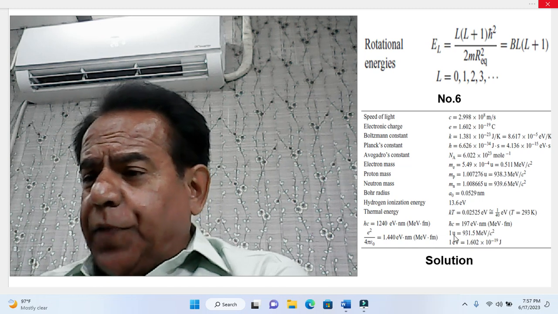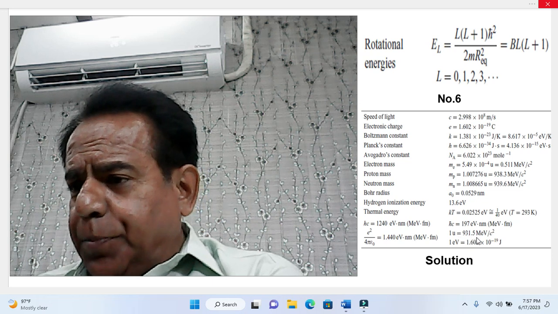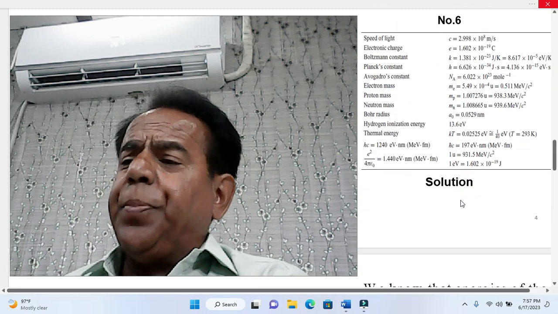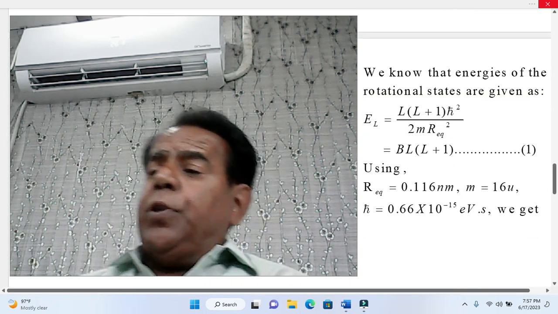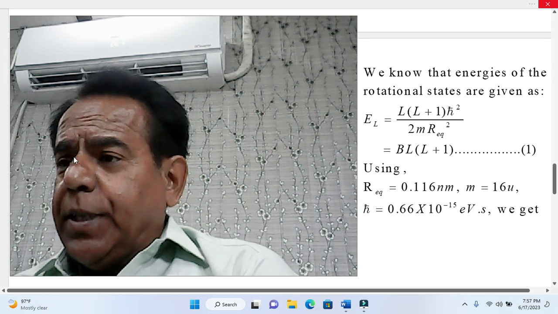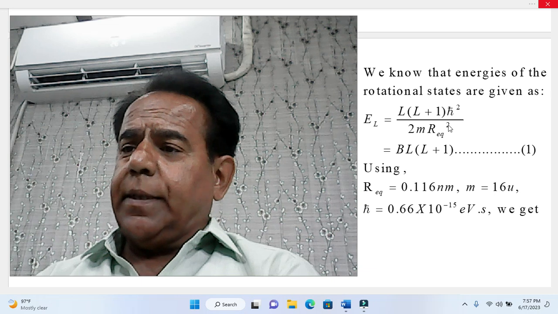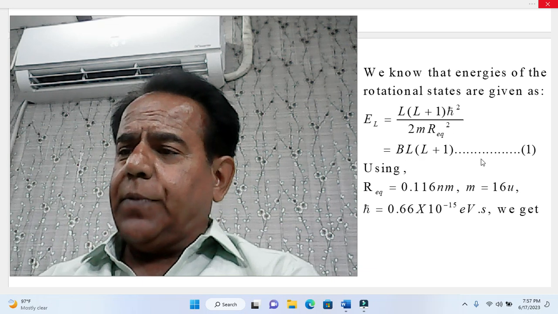Moreover, the value of one atomic mass unit is equal to 931.5 million electron volt over c square. This will also be used. Okay. Now we come to its solution. We know that the energies of the rotational states are given as E_L is equal to L(L+1) h cut square over 2 M R equilibrium square, equal to B L(L+1), equation number 1.